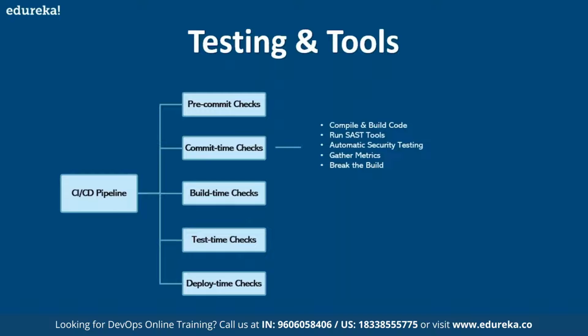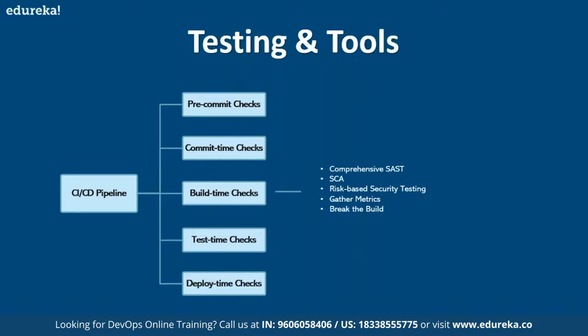Next is commit time checks. During commit time checks, whenever we are committing any code, they will look into compiling and building the code, running SAST rules and tools, automatic security training, gathering metrics, and breaking the build. Build time checks. At the build time checks, we'll have a look at comprehensive SAST, SCA, and risk-based security testing will be done. We will gather all the metrics and we'll be breaking the build.